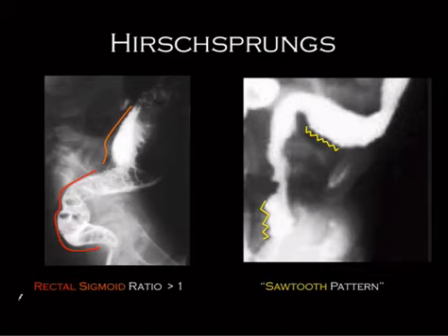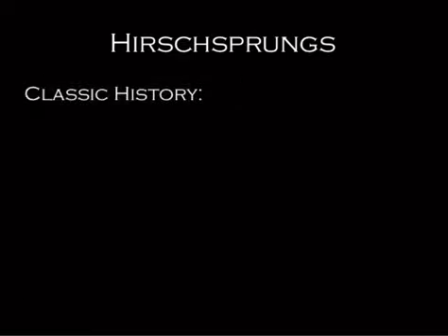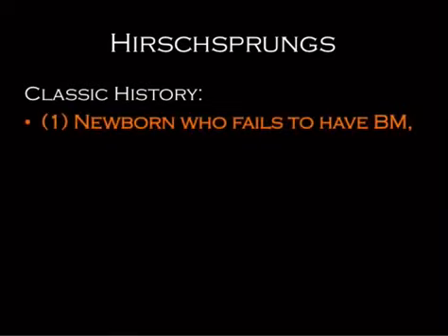The other way that they can show it is this sort of sawtooth pattern, and the reason that you see that is because it's like a mucosal spasm. It's not normal. So our classic history, they come in two flavors. The most common one is the newborn who's failed to have a bowel movement. The second one, which is much trickier, is the kid who got missed. He left, and then he comes back super duper sick, and he's got necrotic bowel.